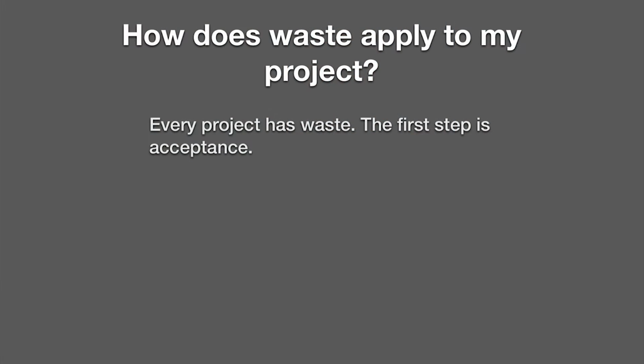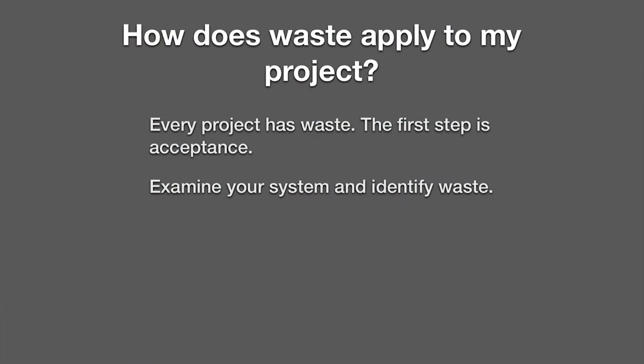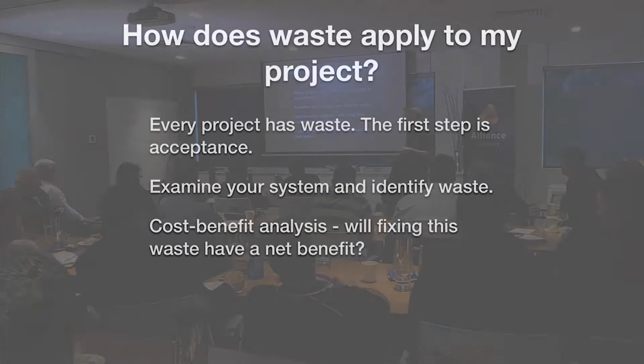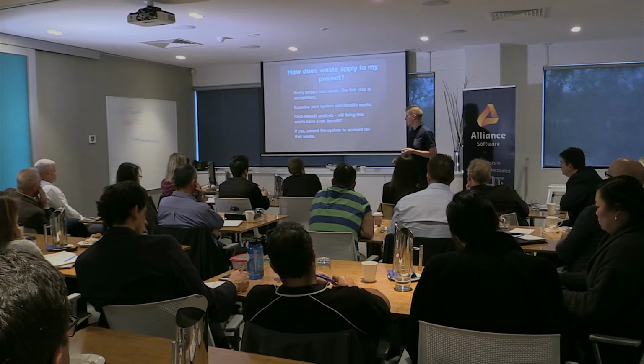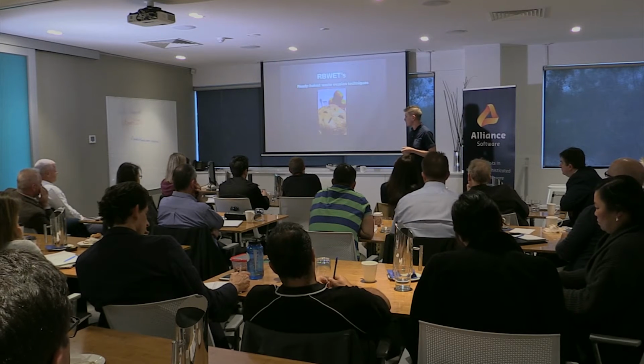Examine your system and identify where waste is. Where you find it, do that analysis, determine whether it's worth changing things now, and if not, start a waste log. Just note the places that you've seen waste, and over time you may have an epiphany. You may have that moment where you realise how you can change one thing that will address multiple parts of the system, multiple bits of waste that are occurring in different places. And if the cost-benefit analysis says it's worthwhile changing, then amend the system to account for that waste.